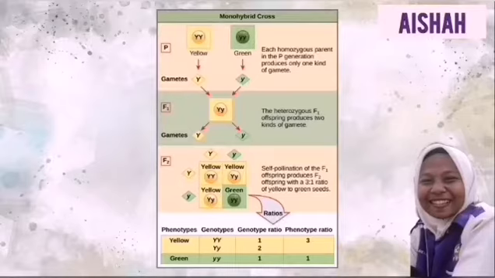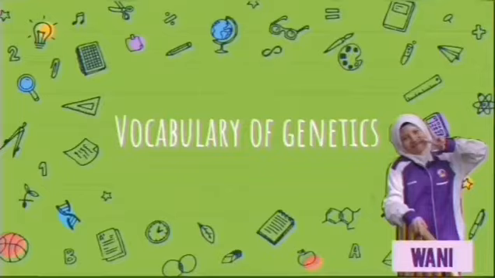Mendel discovered that in the F1 generation only the dominant trait was manifested. That's why all F1 pea plants produce yellow flowers, while for the F2 generation, there are 3 yellow flower plants and only 1 green flower plant. This is because the recessive allele can only manifest itself when the dominant allele is absent.